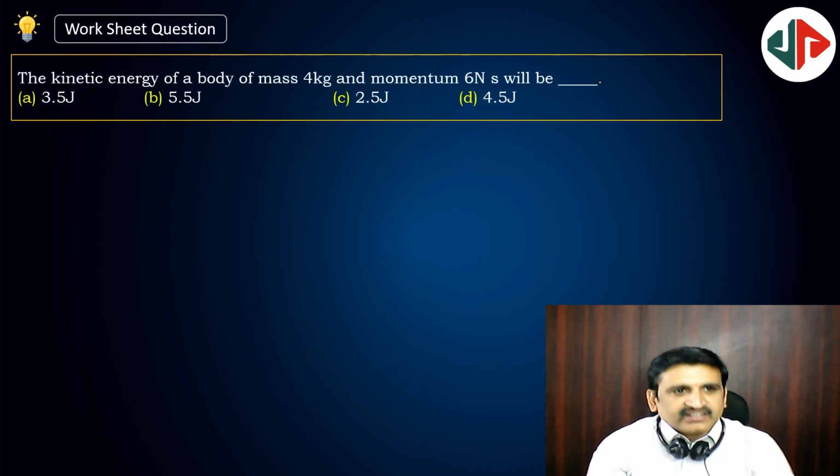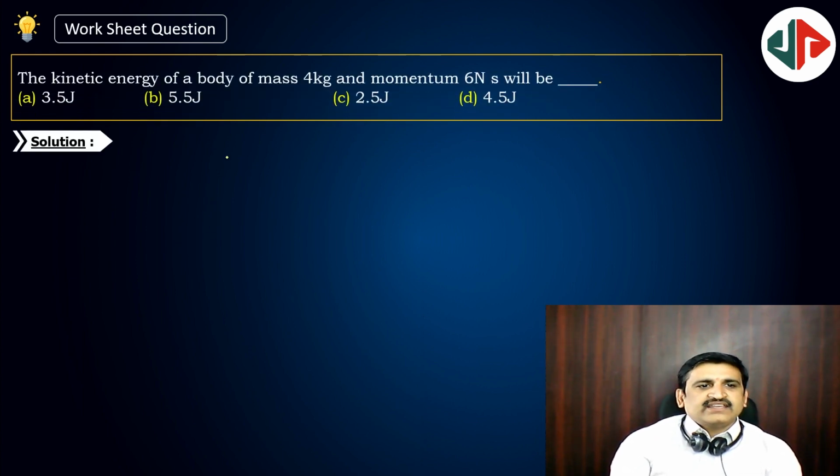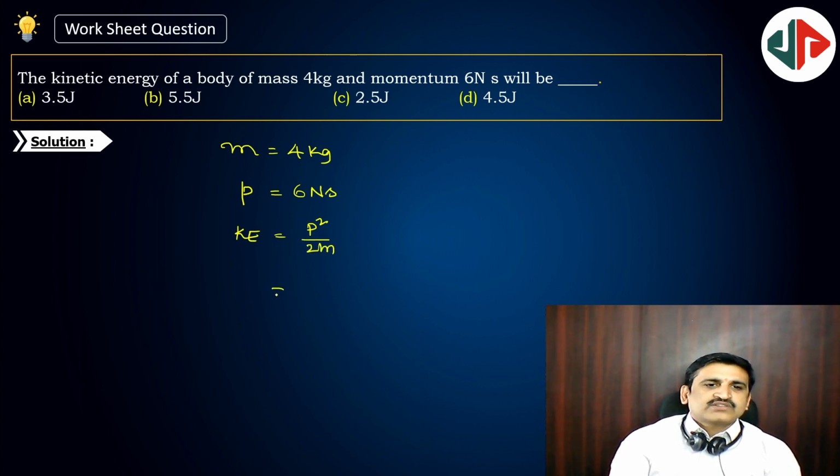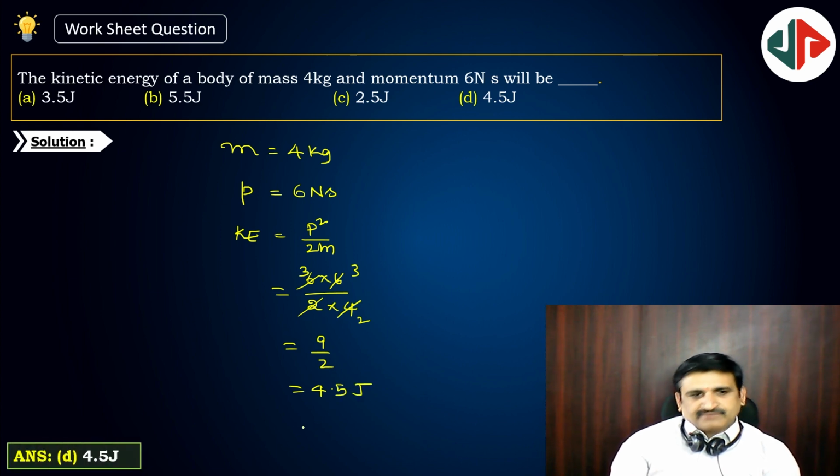Next. Kinetic energy of a body of mass m is equal to 4 kg and momentum p is equal to 6 newton seconds. Yes, newton second is the unit for momentum, not newtons. Newton is for force. So he is asking kinetic energy. Kinetic energy is equal to p square by 2m. So p square is 6 into 6 by 2m, m is 4. So 2 threes, 3 threes are 9 by 2. 9 by 2 means 4.5. I just checked the options here. Next.